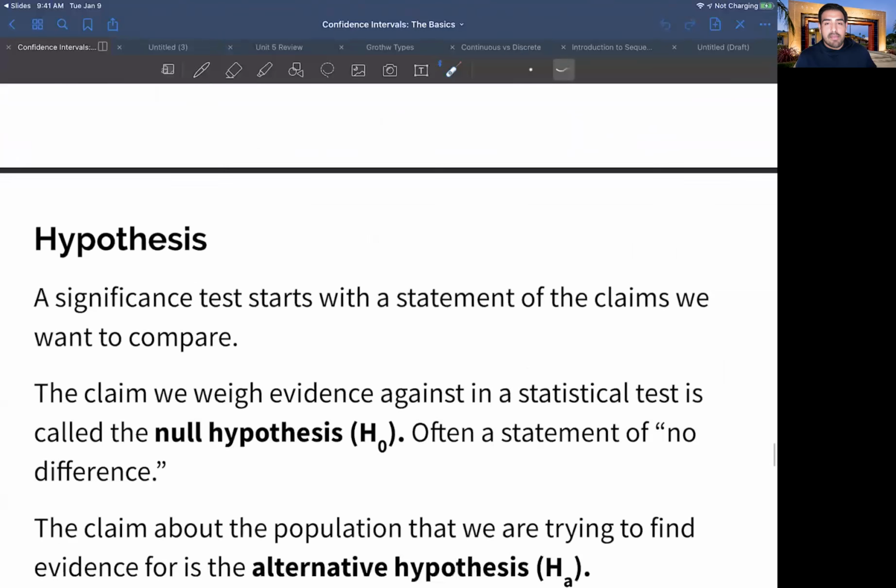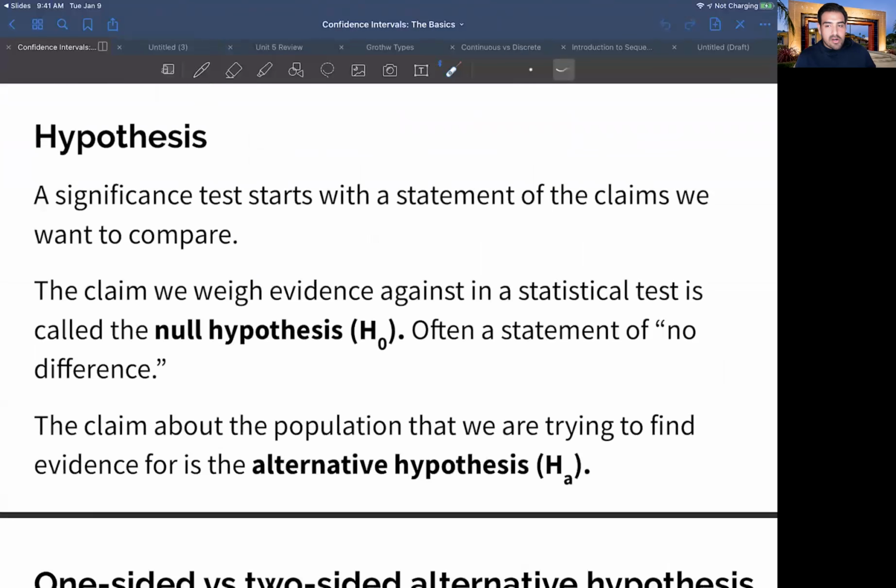So here's what a hypothesis is. A significance test will start with a statement of the claim that we want to compare. The claim we weigh evidence against in a statistical test is called the null hypothesis. The null hypothesis is denoted with this little 0 in the subscript. Often this is a statement of no difference. So if the newspaper said that the proportion of students whose favorite candy was candy corn is 30%, we're going to say the null hypothesis is that proportion is 30%. That would be my null hypothesis.